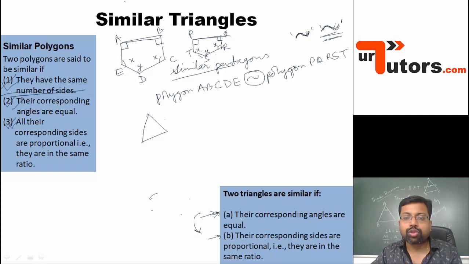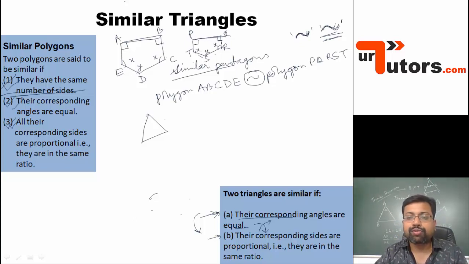So if in two triangles the corresponding angles are equal, then their corresponding sides will automatically become proportional. And if the corresponding sides of two triangles are proportional, then their corresponding angles will also become equal. This is what we will be taking up in one of the proofs. So we'll save it for later.